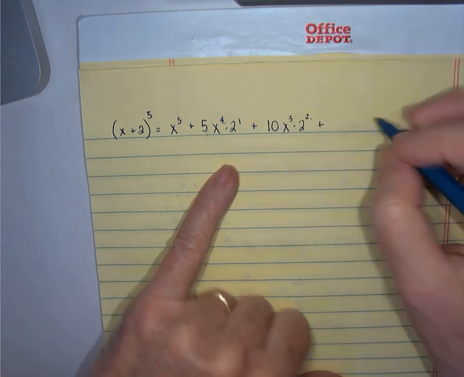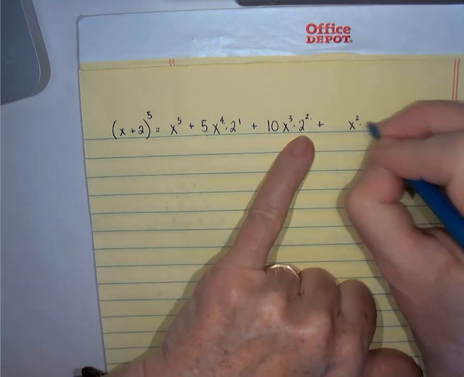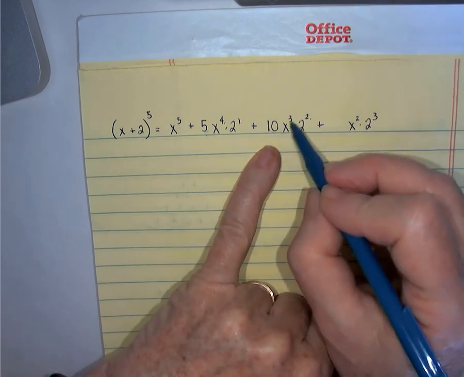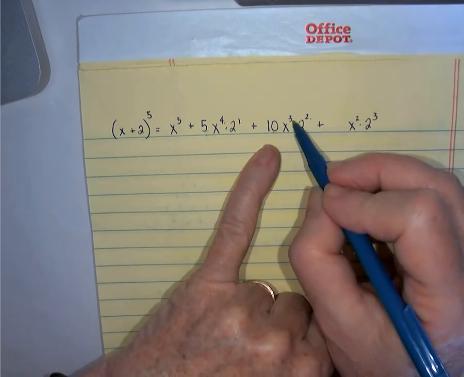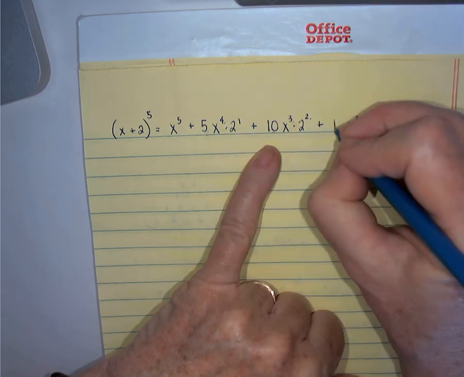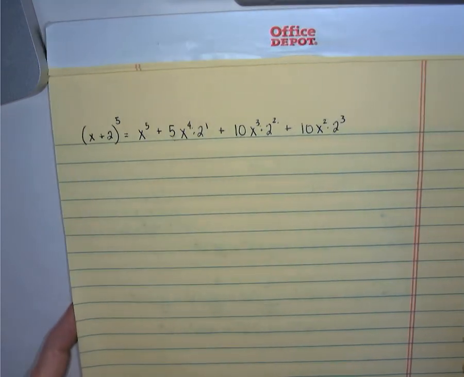For my next term, I know I'm going to have x to the second. I'm going to have 2 to the third, but for my coefficient, I'm going to take the product of 10 and 3, which is 30. But then because that's my third term, I'm going to divide that by 3. So I'm left with a 10.